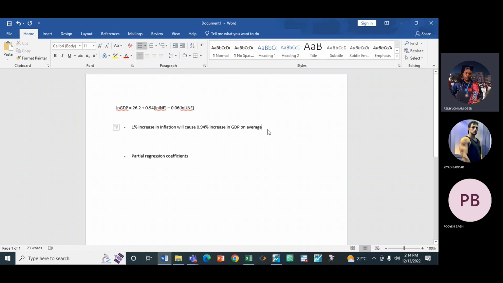But for multiple regression, you must add this statement, provided the effect of unemployment is held constant.